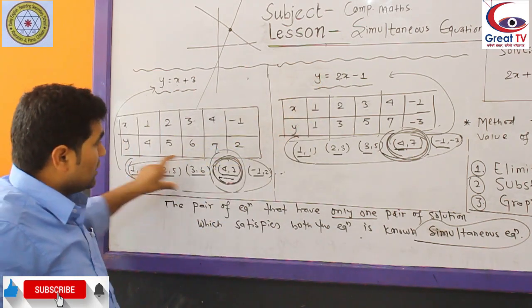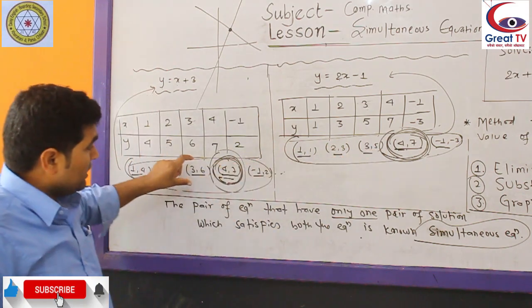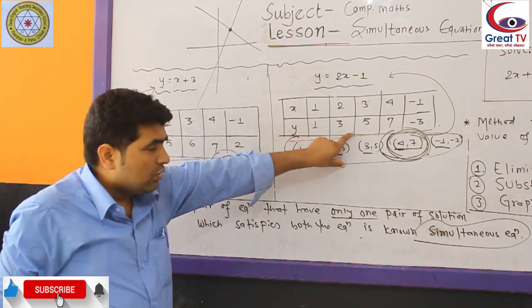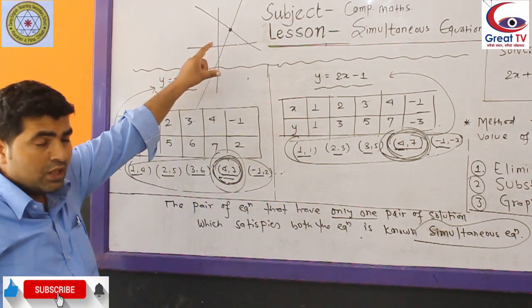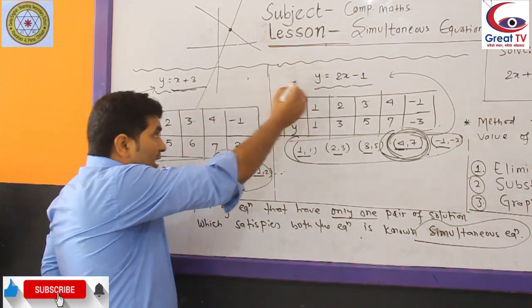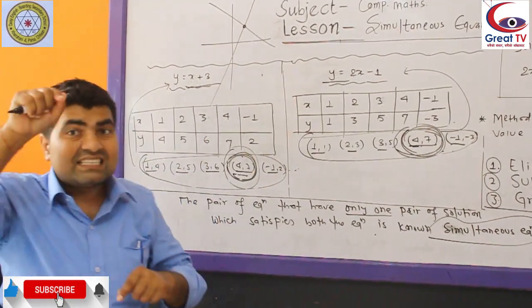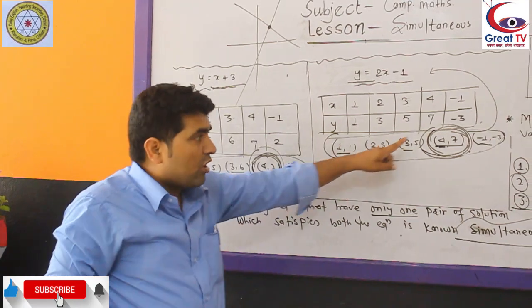Then we get the pair of solution, this time while we are plotting all these coordinates in the graph paper. That means these two lines cut each other at a single point. That point is 4, 7.